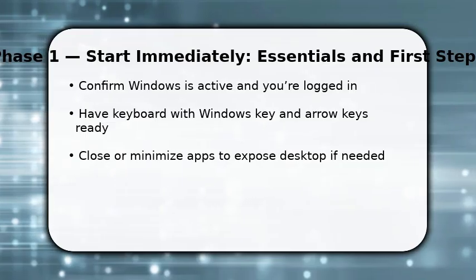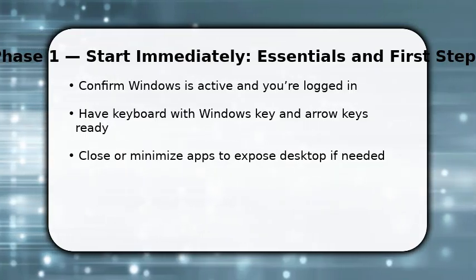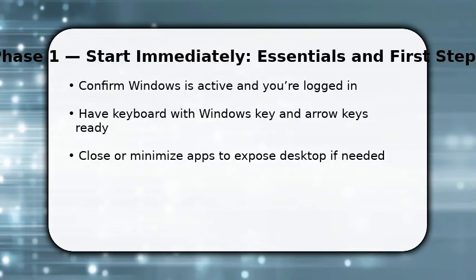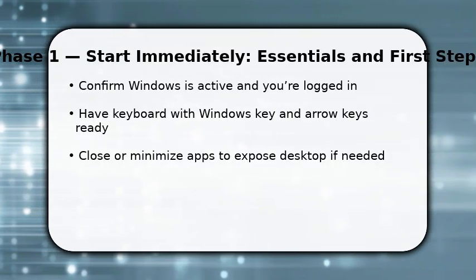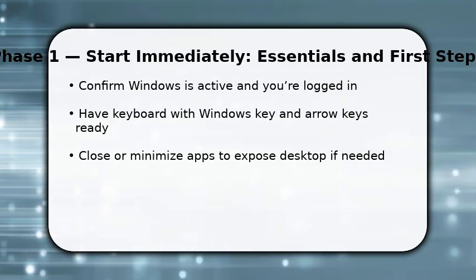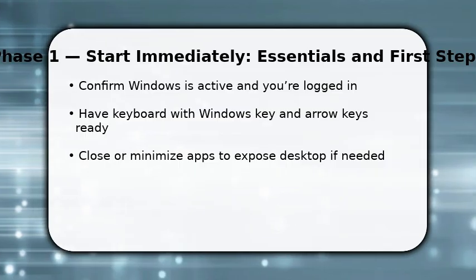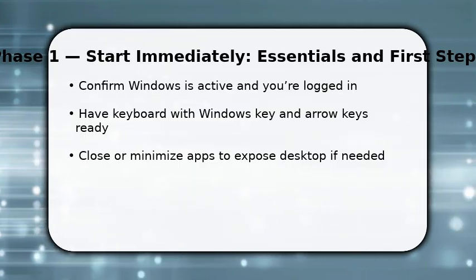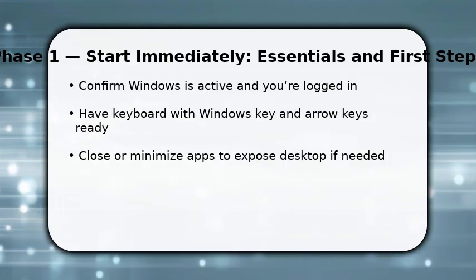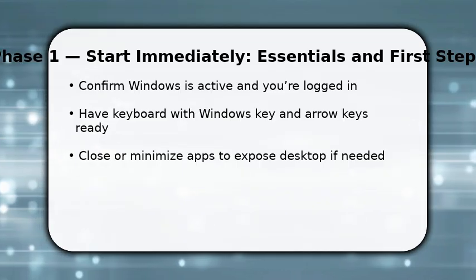You start now. Press the Windows key to focus the Start menu, because once the shell has focus, taskbar keyboard shortcuts work. Make sure you're on the desktop or have no full-screen app blocking keys. If the Start menu opens, press ESC to close it and then press Windows plus T to jump to the taskbar. Once done, you'll see a rectangle highlight on the first taskbar icon. This gives keyboard control without a mouse.